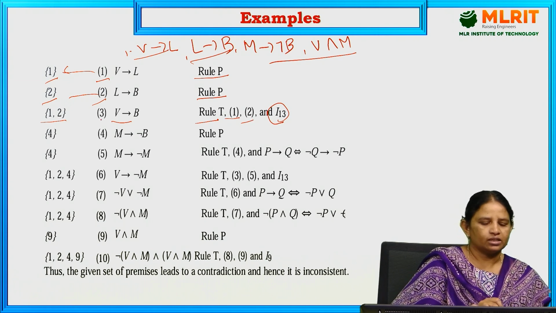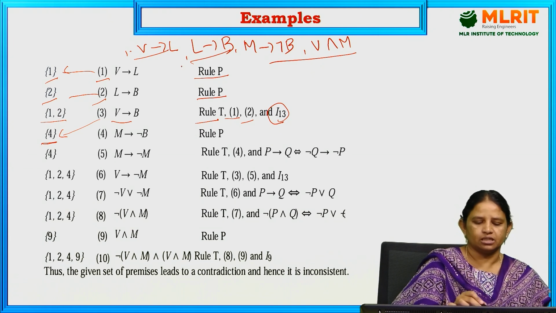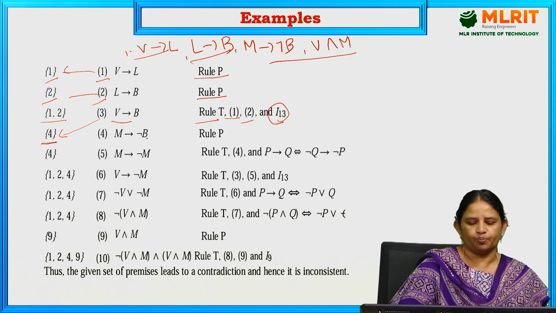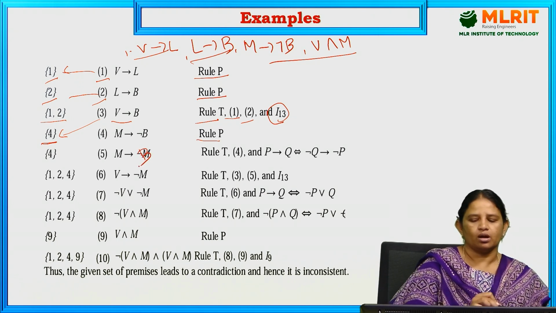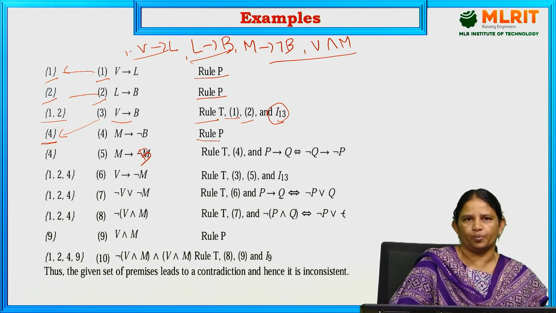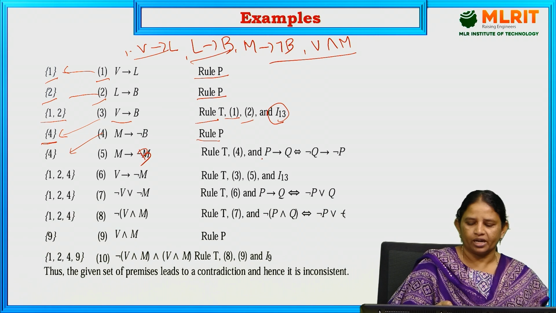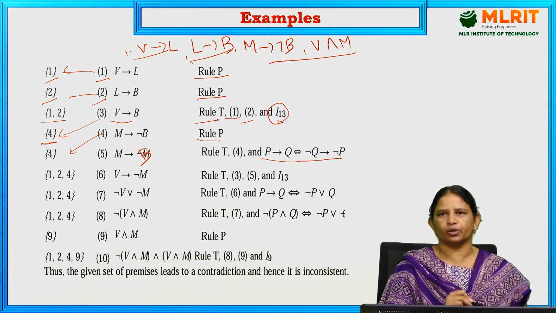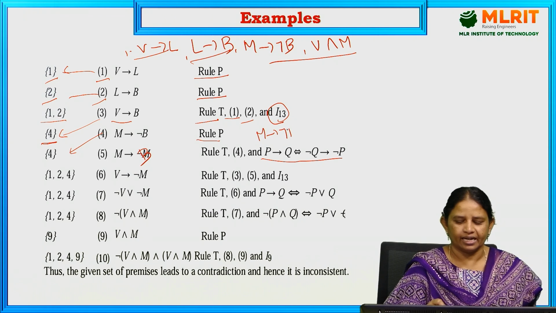Next, we take the new step, step number 4. We take the next premise, M tends to negation B, which exists in the set of premises. So we call it rule P. To the same premise, we are going to apply the rule: P tends to Q is written as negation Q tends to negation P. So M tends to negation B is equivalent to negation Q tends to negation P.